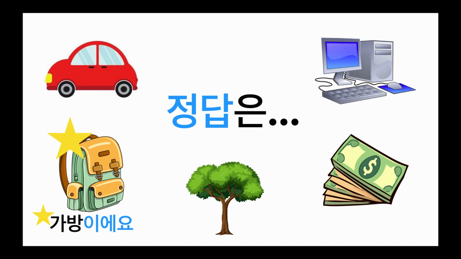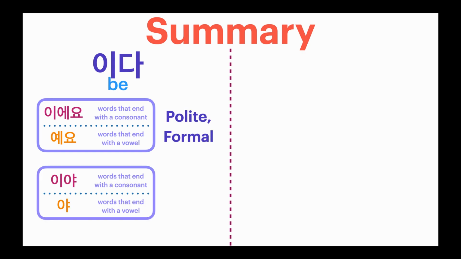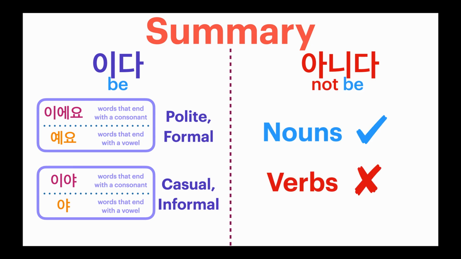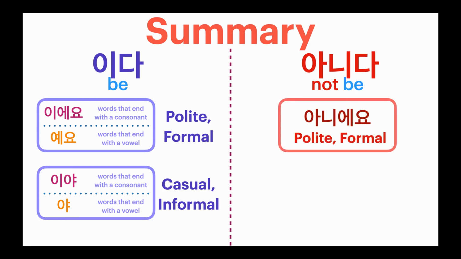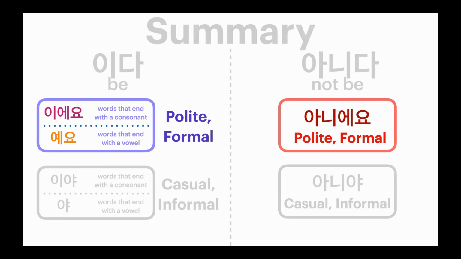And finally, here is a quick summary of everything we went over today. 이다, to be, conjugates into 이에요 and 예요 in the polite formal form, and 이야 and 야 in the casual informal form. However, we spent most of our time today on 아니다, to not be, which is exclusively used with nouns, not verbs. 아니다 will conjugate into 아니에요 in polite formal form, and 아니야 in casual informal form. We focused today on polite form, which means we only practiced these guys right here.